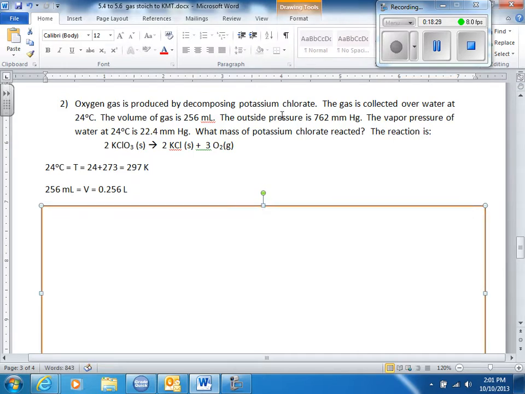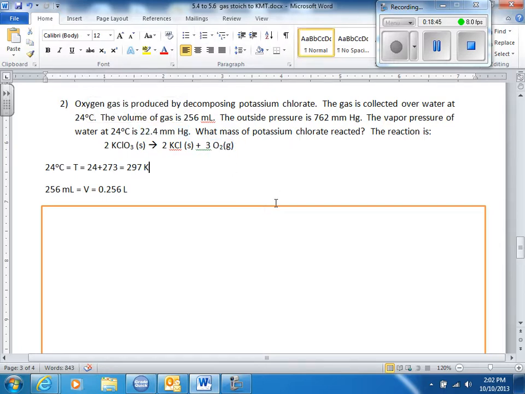Let's look at that for a minute. We have this outside pressure, which will equal the total pressure. And we're also given the vapor pressure of water. And we can use that to find the pressure of gas that's produced. And oxygen is the only gas that's produced.